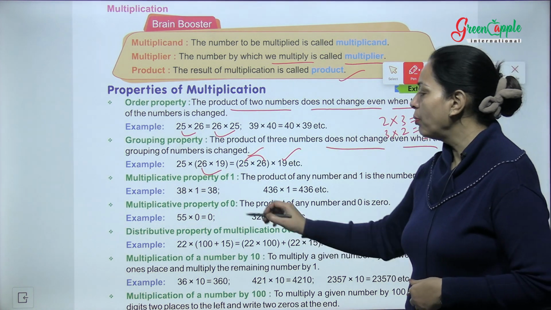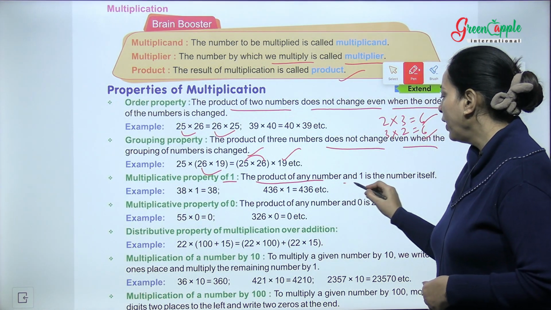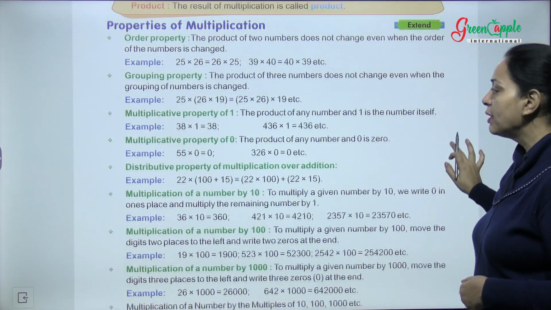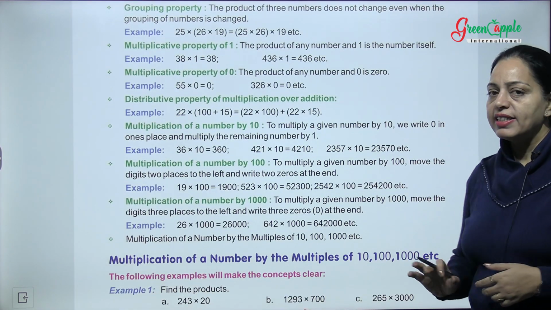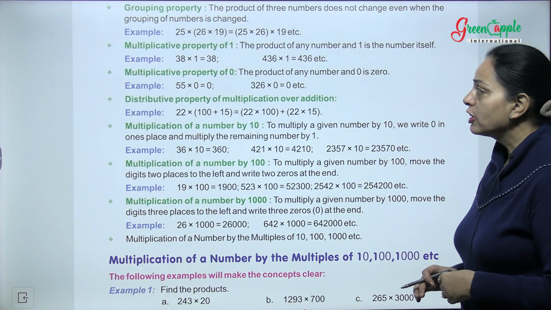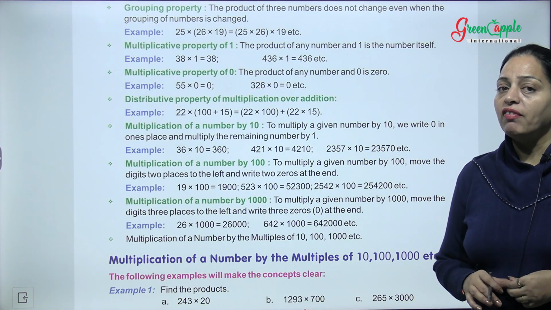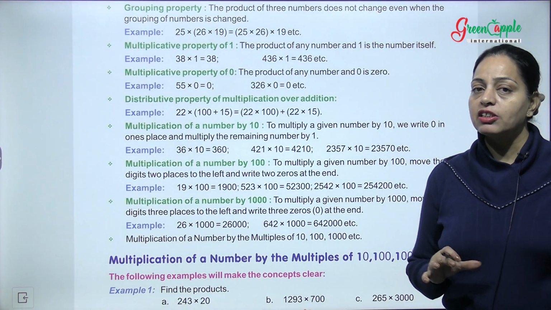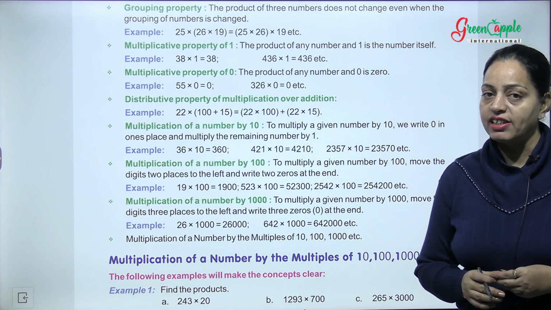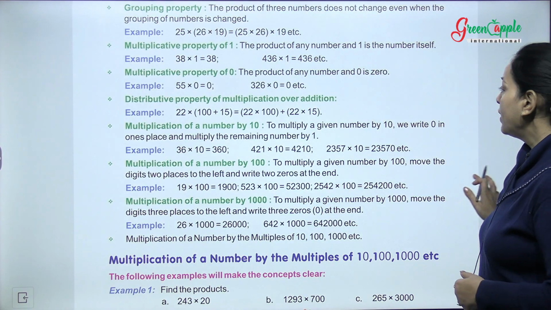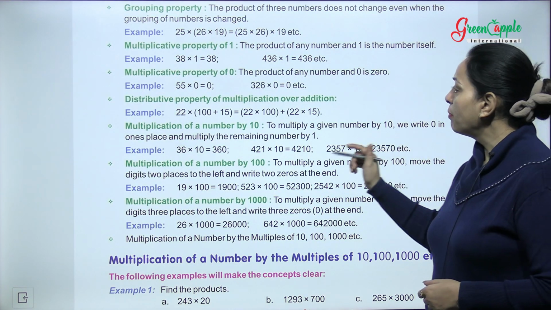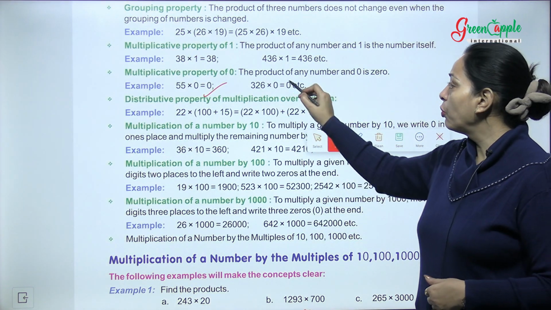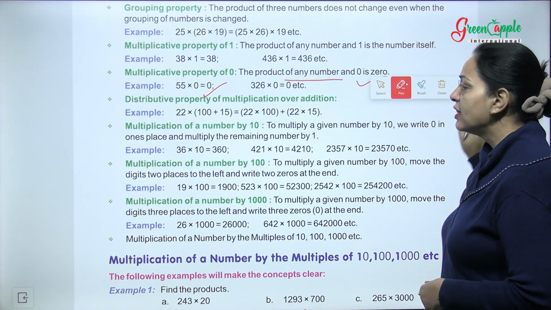Now the multiplicative property of 1: the product of any number and 1 is the number itself. If we multiply any number by 1, it is the number only, so that's why 1 is the multiplicative identity. It means that on multiplying by 1, the number is not changing its identity, right? The next is the multiplicative property of 0. If we multiply any number by 0, the answer is always 0. The product of any number and 0 is 0.